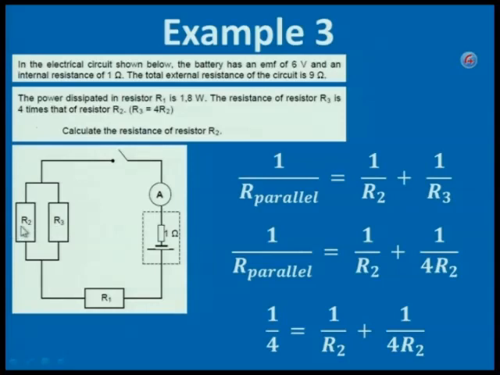Now we want R2. 1 over R parallel is 1 over R2 plus 1 over R3. Remember now, R3 is equal to 4 R2. So let's substitute that, and we substitute R parallel, which is 4 ohms, as we calculated on the previous slide. That brings us to 1 over 4 is equal to 1 over R2 plus 1 over 4 R2.